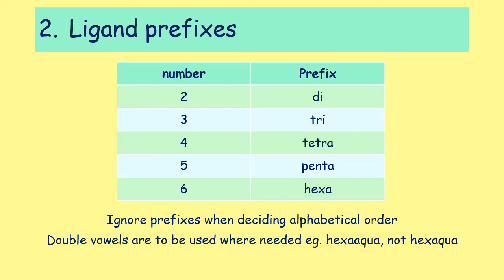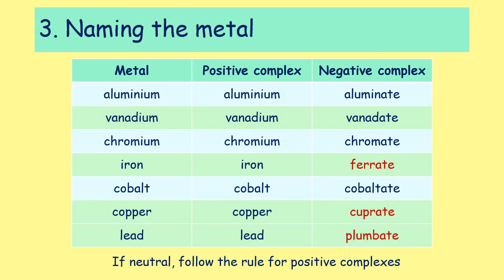Also, if you had, for example, tetraamine, you need to put a double A in it. So hexaaqua, not hexaqua. You need the double A. So transition metal complexes, when written down in words, do not look very nice. Our third thing is naming the metal.